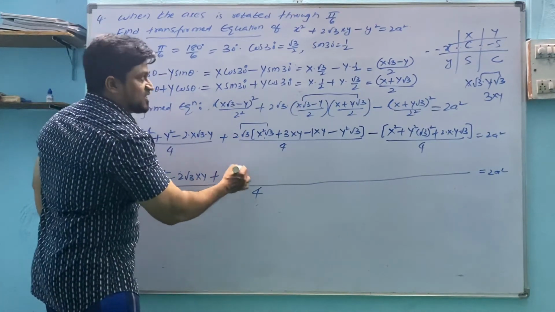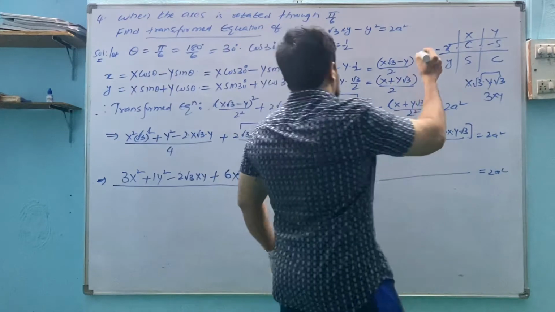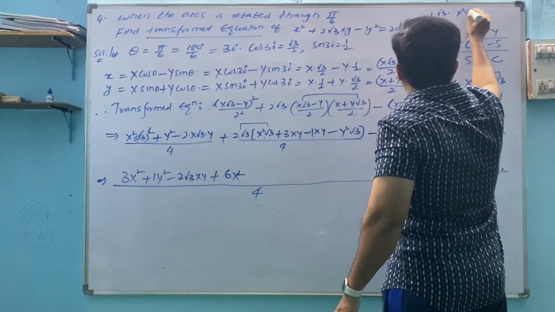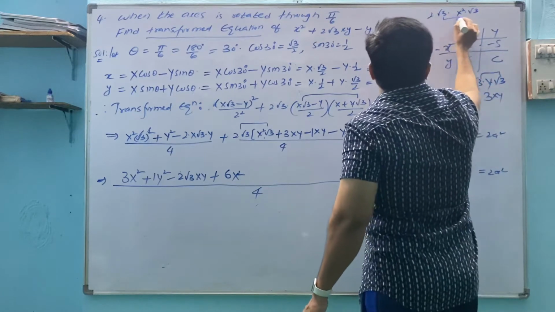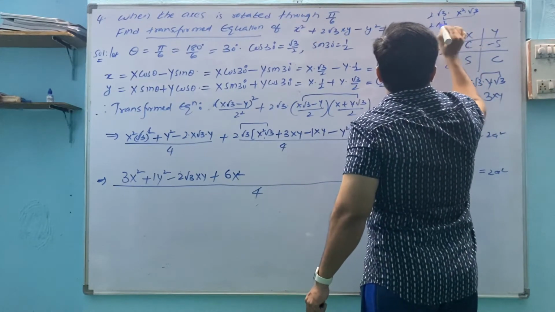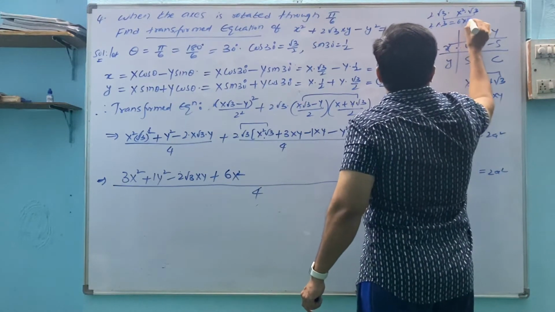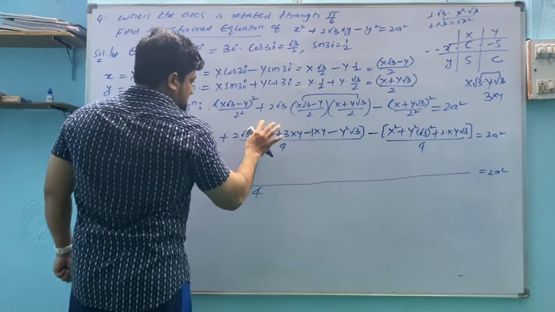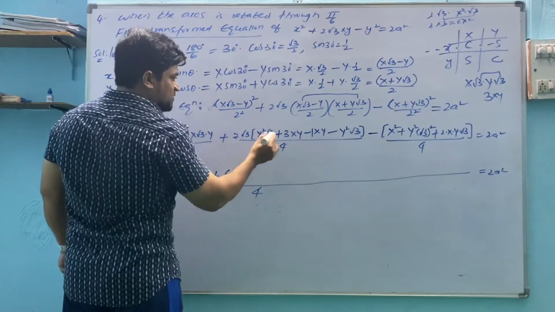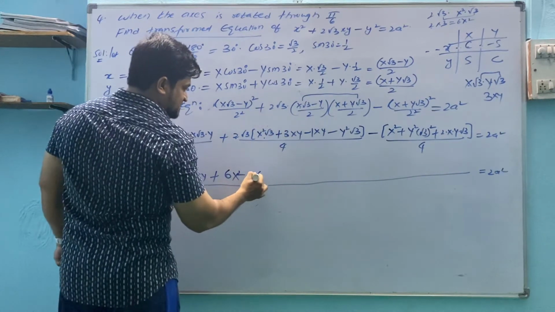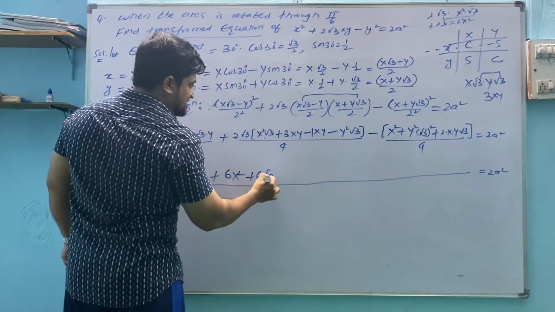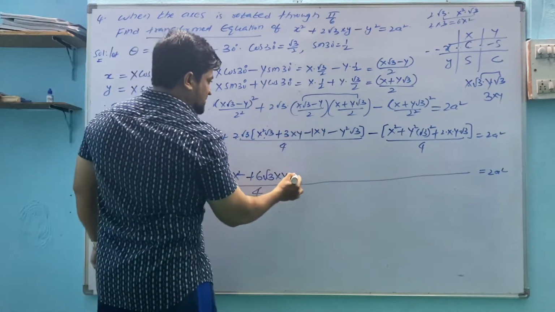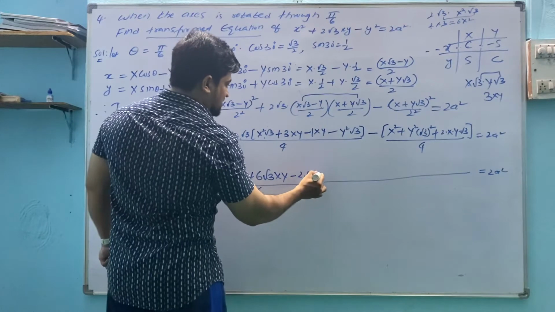Once again you can check it out. 2 root 3 into x square root 3. Write in rough column. Root 3 into root 3 is 3. 3 into 2 is 6. x square as it is. Then this one, 2 root 3 into 3xy. 2 3s are 6. Root 3 as it is, xy. Then 2 into 1. Minus 2 ones are 2 root 3 xy.